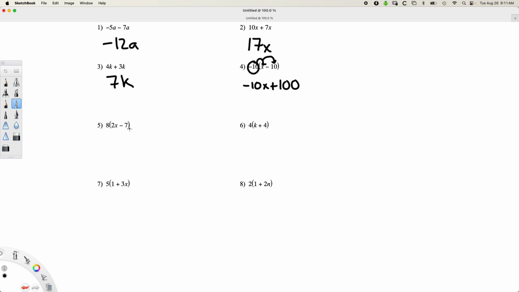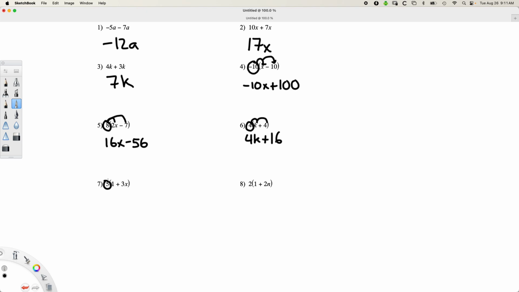8 times 2x minus 7 is going to be, once again, I'm going to take the 8 and distribute it to the 2x. That would be 16x. And I'm also going to distribute it to the minus 7. So that would be minus, a positive times a negative is a negative, minus 56. 4. I'm going to distribute this 4 to the k and to the plus 4. 4 times k is just 4k, and 4 times positive 4 is just plus 16.